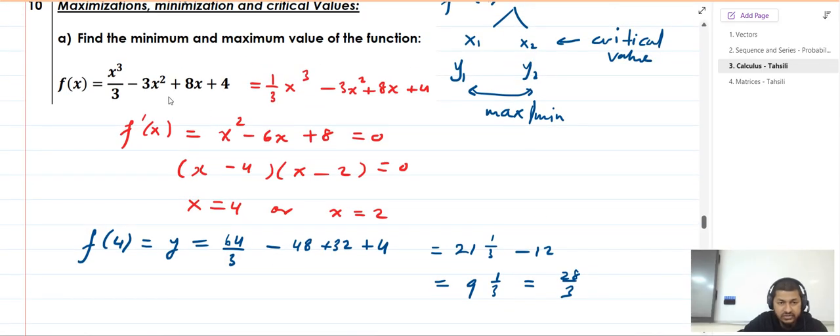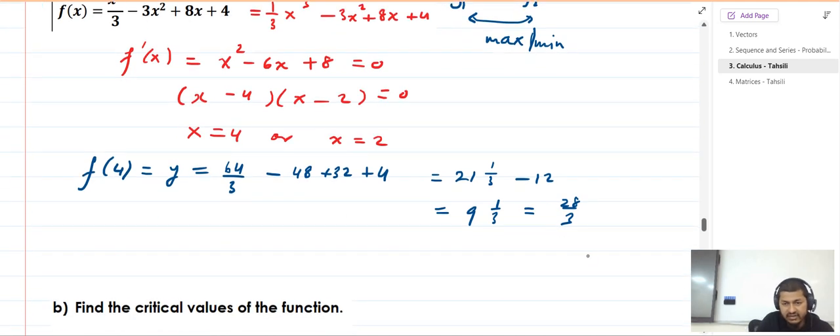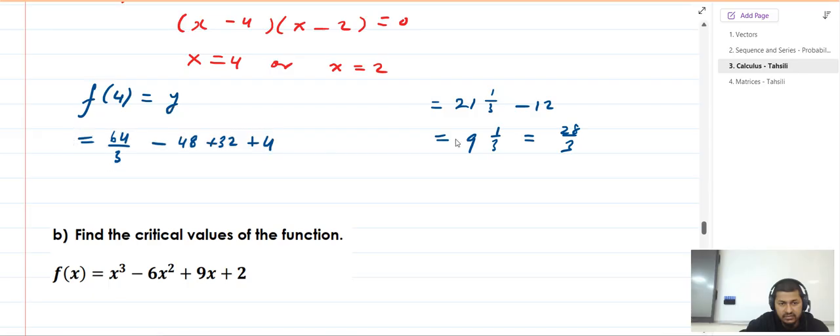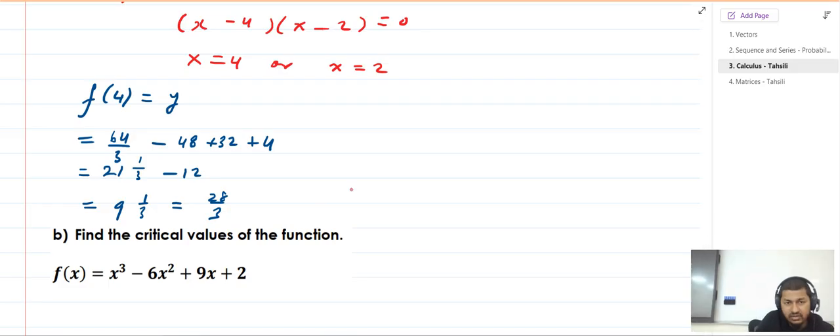Let's check if this is correct. Substitution, 8 times 4 is 32. Yes, so I have a value which is 28 over 3. I have a y value. Now let's try to find the y value at 2. Okay, so let me put all these calculations in the side here, because that's for this one. Alright, and now I'm trying to find the y value at 2. So I want to find f of 2, which is equal to the second y value, right?